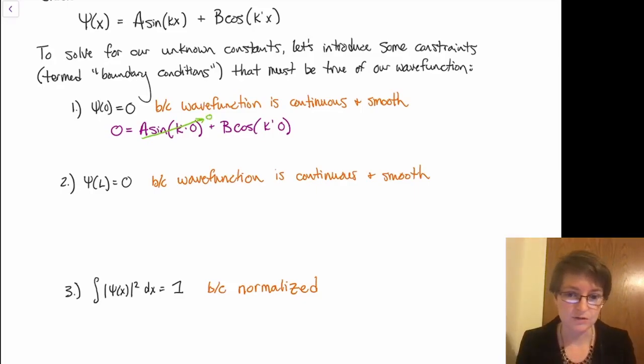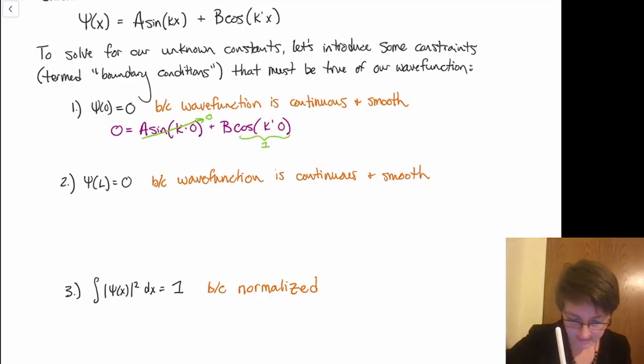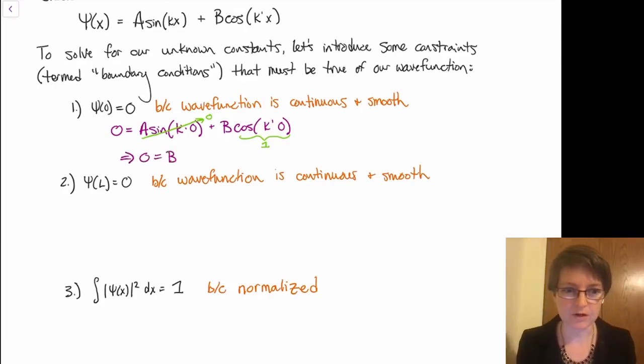Cosine is equal to 0 at pi over 2, 3 pi over 2, 5 pi over 2, and it's equal to 1 at 0, pi, 2 pi, etc. So this term right here is equal to 1, and that means that 0 is equal to b. In other words, whereas we initially, just based on our guess and check, said it's possible that this wave function could have some cosine character to the function.